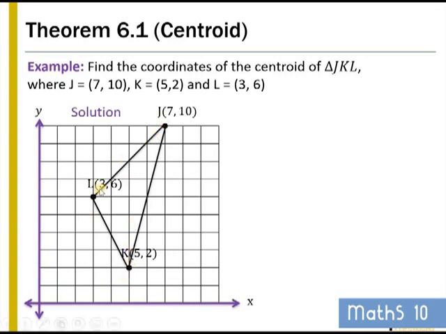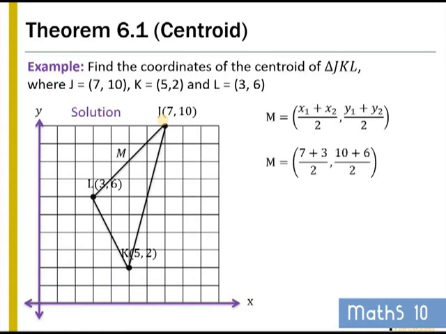The median from K meets LJ at the midpoint, so let's start by finding the midpoint of LJ. The midpoint formula is (x1 plus x2 over 2, y1 plus y2 over 2), which in this case is (7 plus 3 over 2, 10 plus 6 over 2), which is (5, 8). So the midpoint is (5, 8). Then the x-coordinate of M and K is 5 in both cases, so the median from K to M is going to be a vertical line.